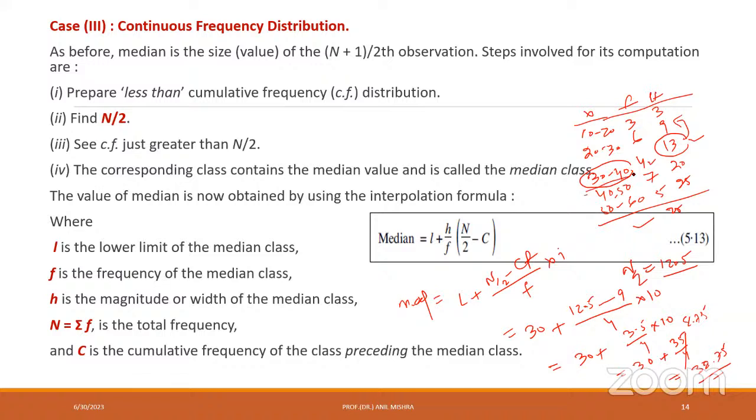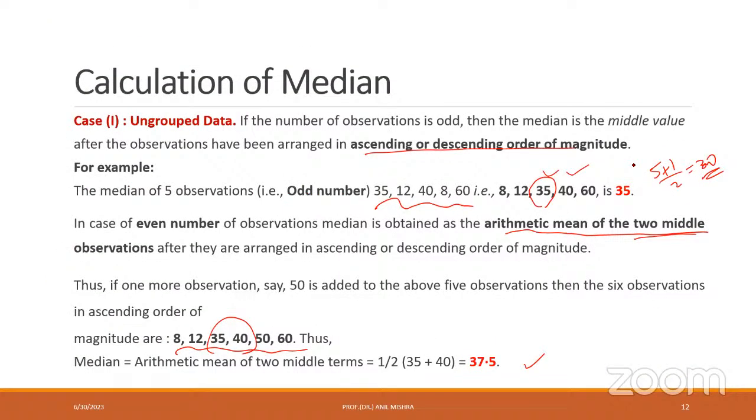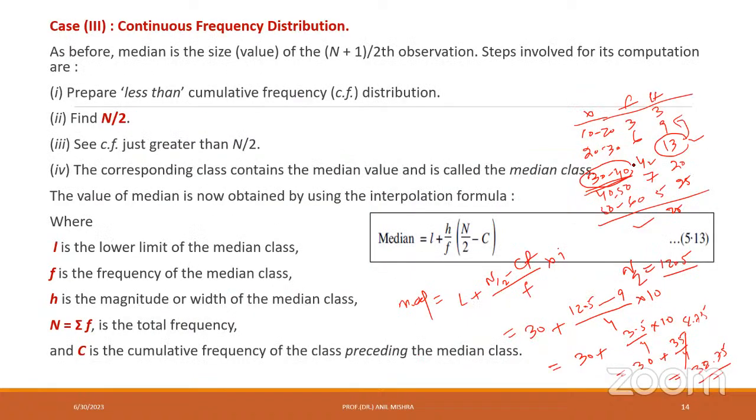That value, 38.75, lies between 30 to 40. That is the concept of the median. It will always lie inside the median class. If your calculation is wrong, you will get a value outside the class. This is how to calculate the median in case of an individual series, discrete series, and continuous series. This is the example of the continuous series, and these are the examples of individual observations. Got it?